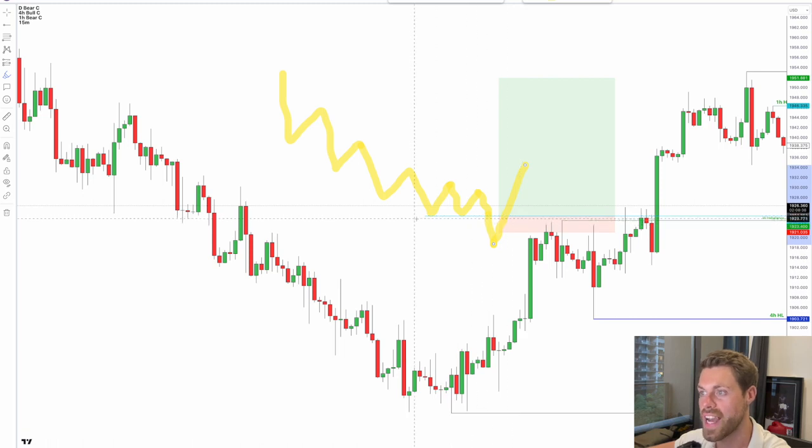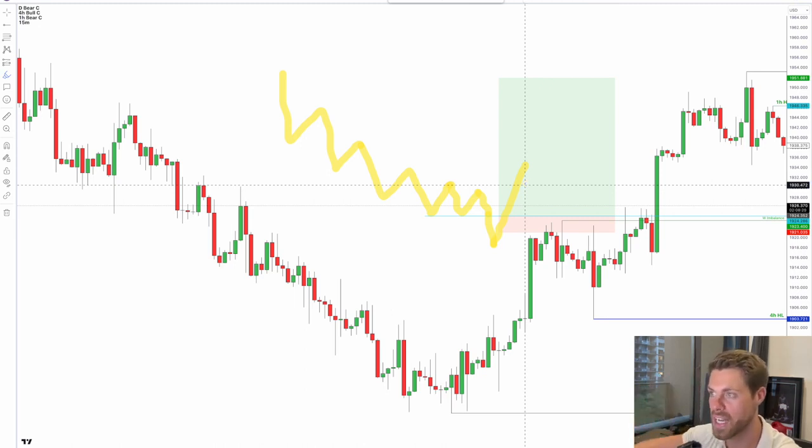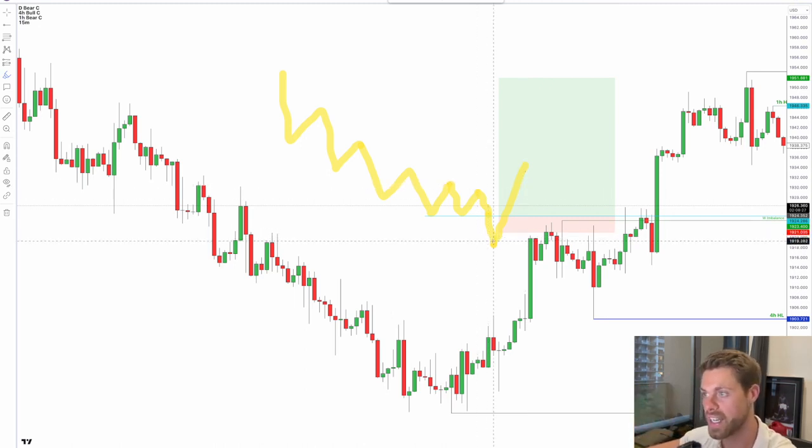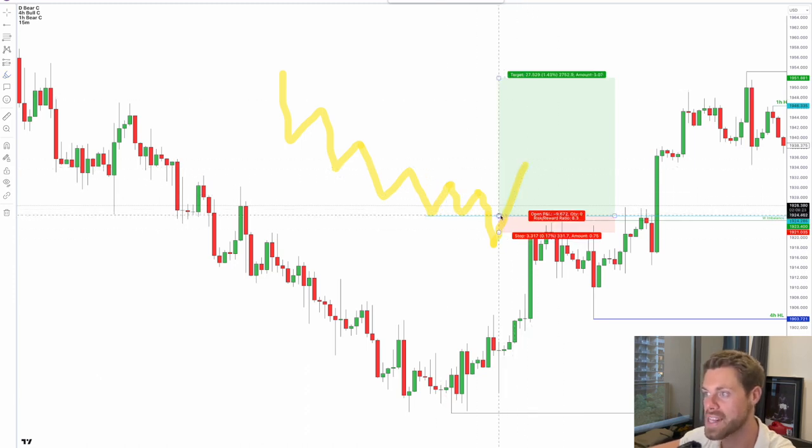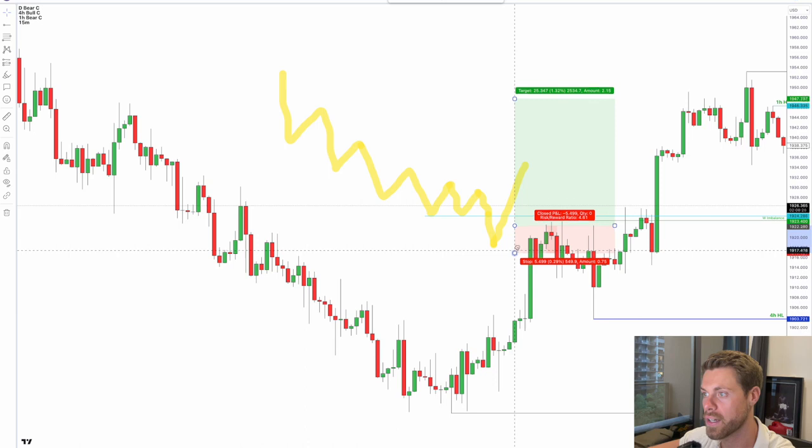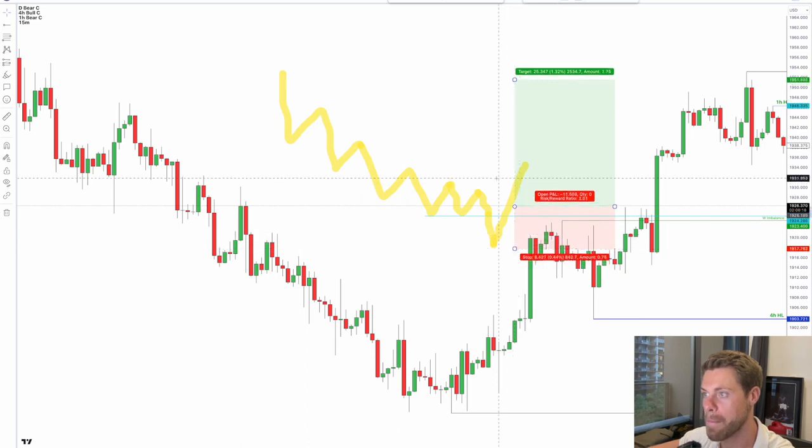So the reaction from the takeout of liquidity is often an engulfing that literally swallows up the other side of the market, being the sellers here. It engulfs it with a ton of buy orders, leaving behind imbalance. And that is exactly where we put our entry, that level of imbalance.